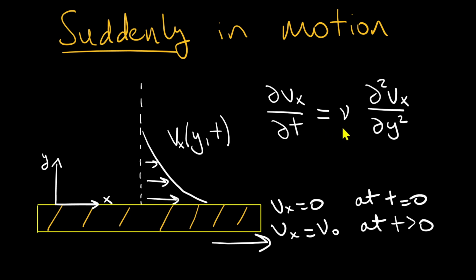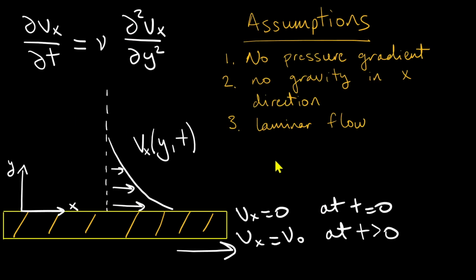dvx dt is equal to nu, that's not our velocity, that's our kinematic viscosity, nu, times d squared vx dy squared. So in order to solve this problem, we're going to make a few assumptions. So first, we're going to assume there's no pressure gradient and there's no gravity in the x direction. And we're also going to assume that we have laminar flow. First, let's figure out how do we get to this differential equation up here.